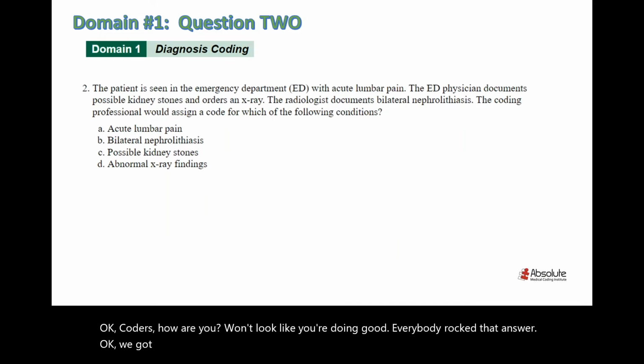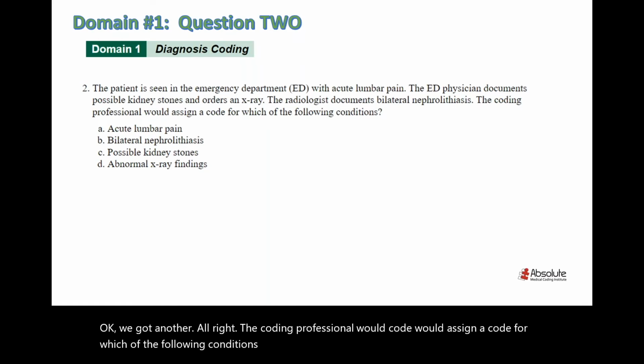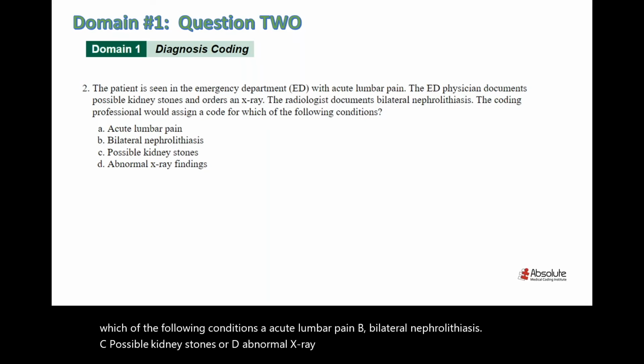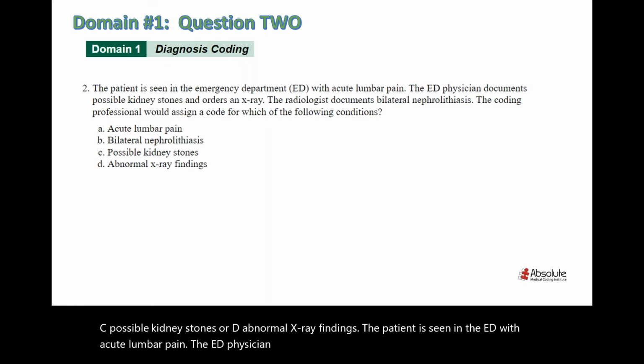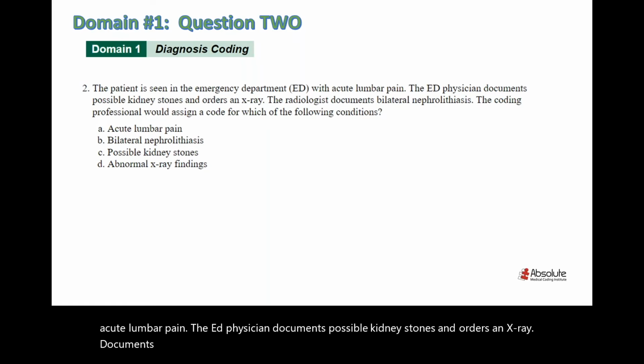All right. The coding professional would assign a code for which of the following conditions? A, acute lumbar pain. B, bilateral nephrolithiasis. C, possible kidney stones, or D, abnormal X-ray findings. The patient is seen in the ED with acute lumbar pain. The ED physician documents possible kidney stones and orders an X-ray. The radiologist documents bilateral nephrolithiasis. All right, your time begins now. Type your answers in the chat.